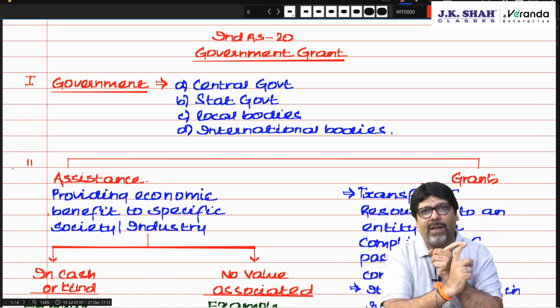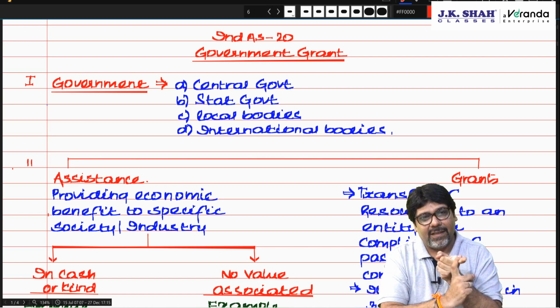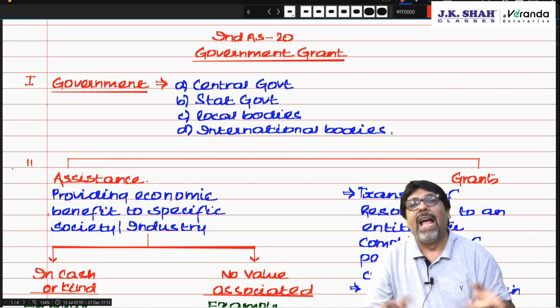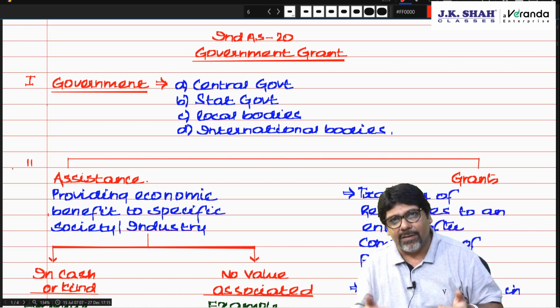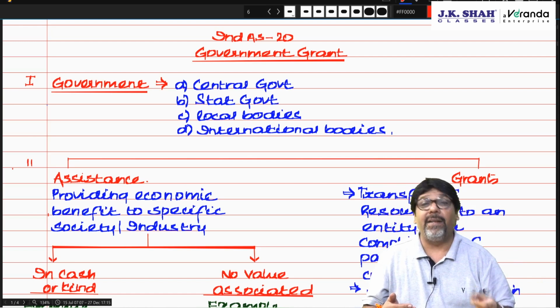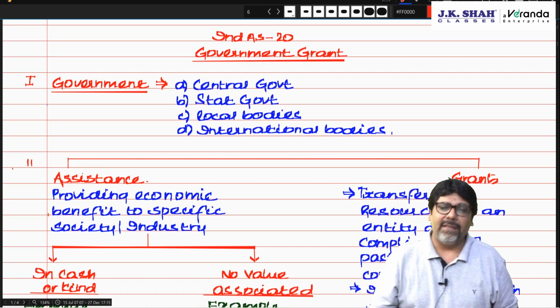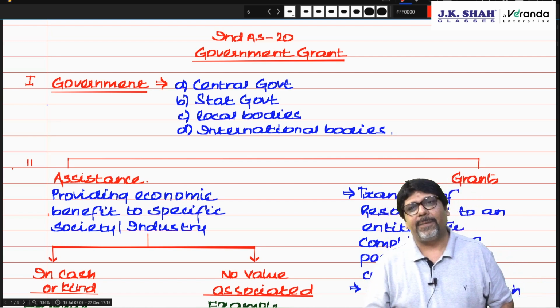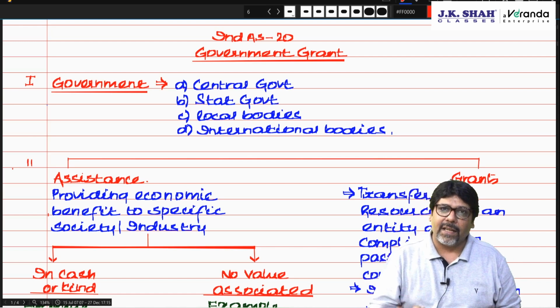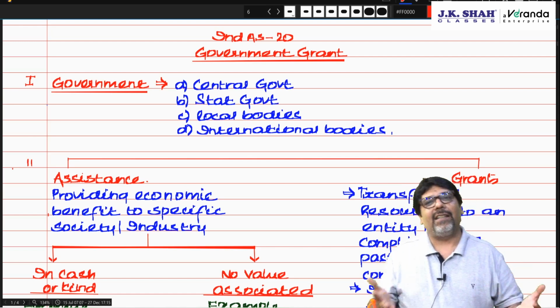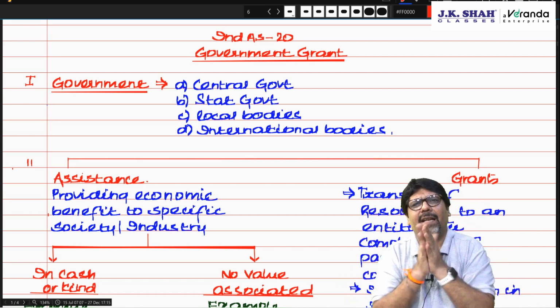So you understood the meaning of government, you understood the meaning of assistance, you understood the meaning of grant. And when to recognize government grant, that also you understood. According to the standard, it should be recognized on accrual basis. Accrual basis means you have satisfied the conditions, fulfilled the conditions for receiving grant, chartered, and the grant is sanctioned. Am I clear? Yes or no?